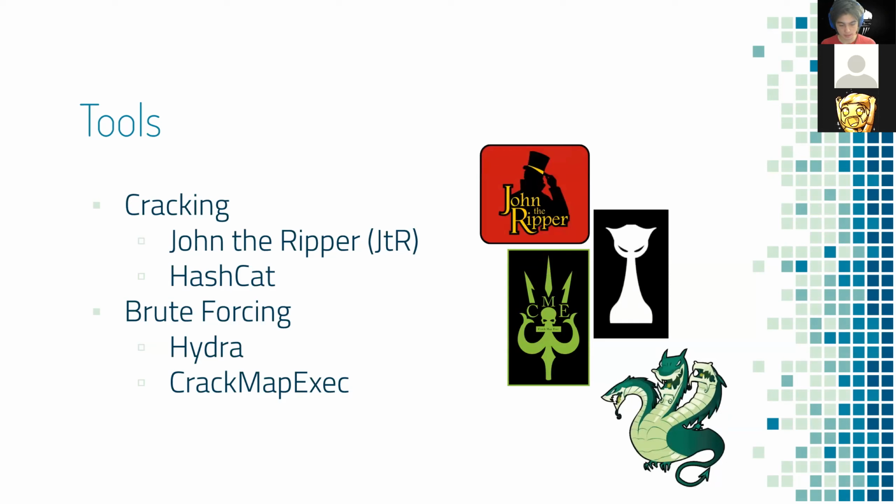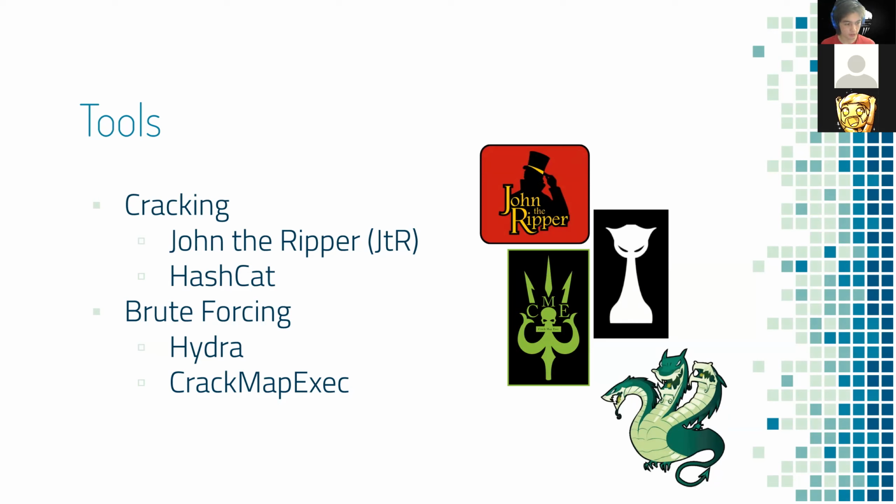All right. Some of the tools that you'll see when talking about cracking or brute forcing are John the Ripper and Hashcat for cracking. And then for brute forcing, you will have Hydra and crackmap exec. All of these are useful in their own ways, and I have my own preferences for what I like to use. You may have your own, but I'm going to be presenting on all of them, giving a basic overview.